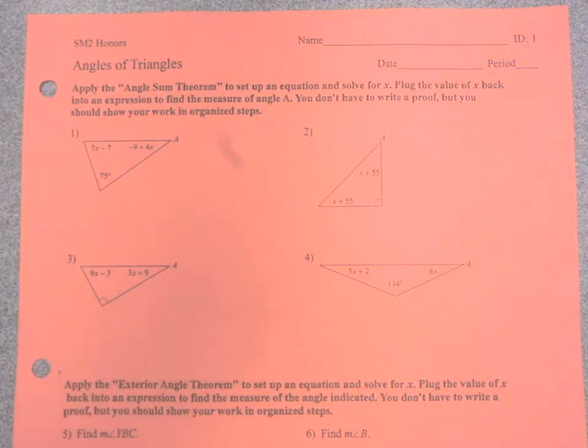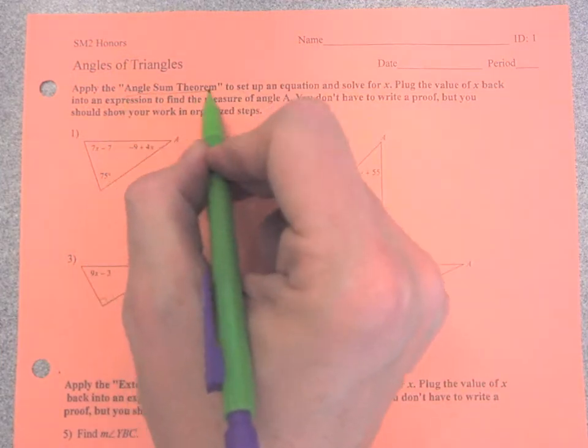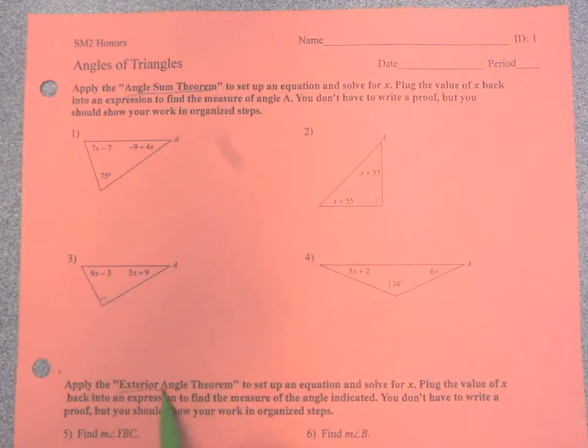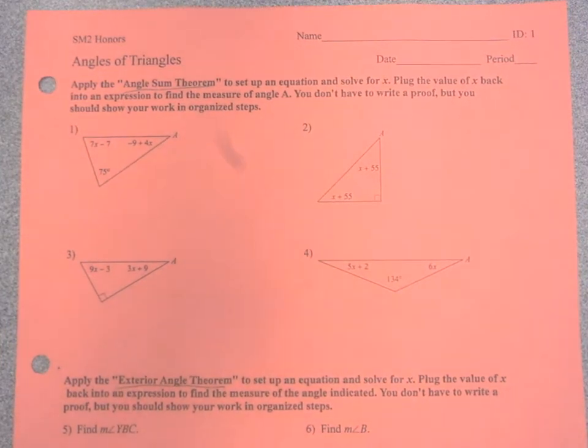Hey everybody, this is Mr. Lowry, and we are on angles of triangles. Today in class we proved two theorems about triangles. One of them was called the angle sum theorem, and the other was called the exterior angles theorem.